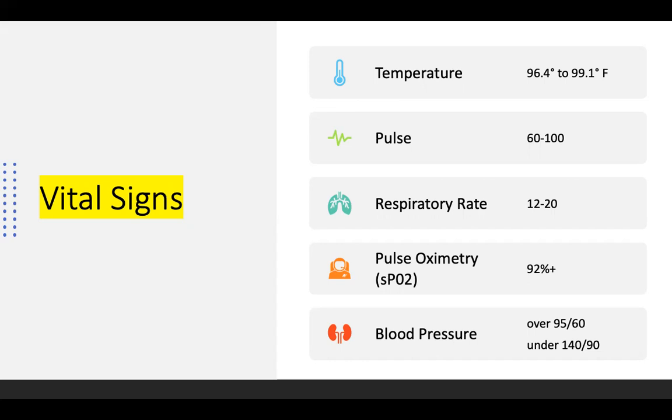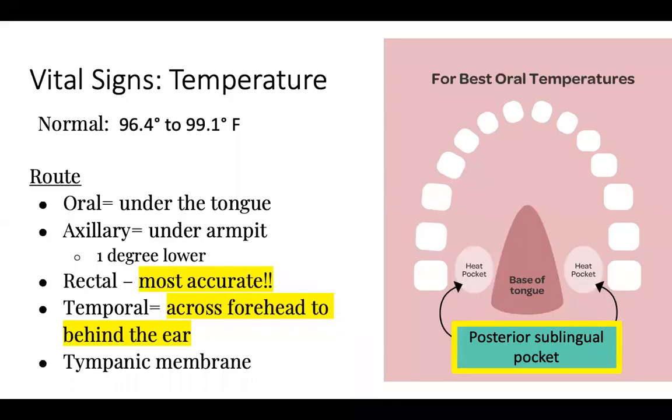In the hospital, typically 92% or below is when we would apply oxygen, depending on if somebody has COPD or not. And then with blood pressure, this is going to be over 95. So normal would be 95 over 60 plus, or under 140 over 90.